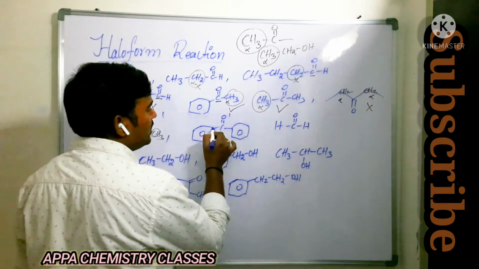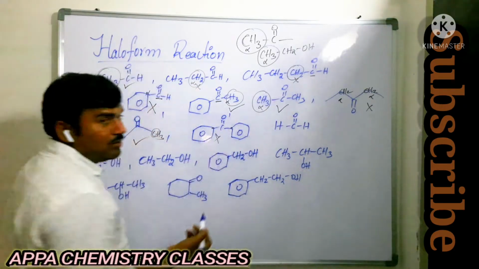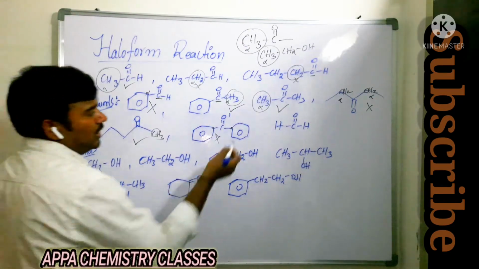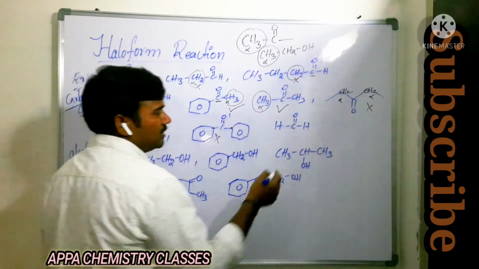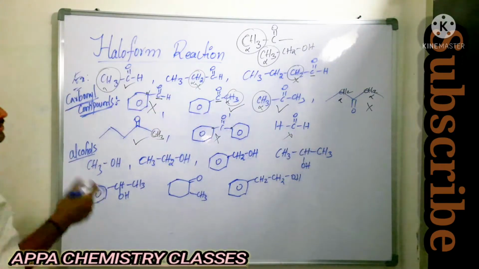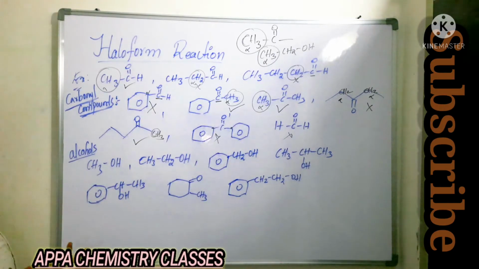Now you see in this case, these two are alpha carbons which do not have an alpha methyl group, so it will not participate in the haloform reaction. It is benzophenone, and it will not participate. Formaldehyde also does not participate. That is what happens in the case of carbonyl compounds. Now we will see some examples in the case of alcohols.